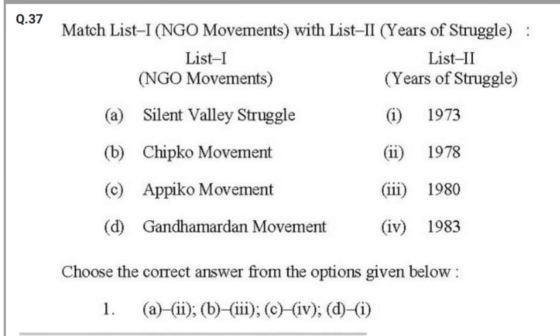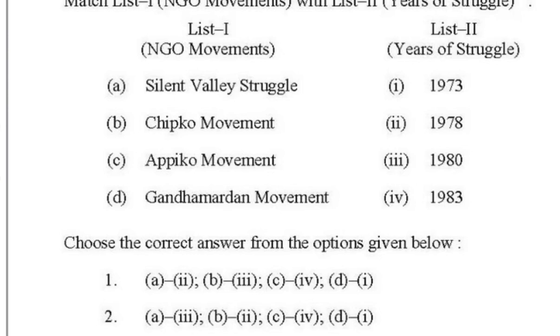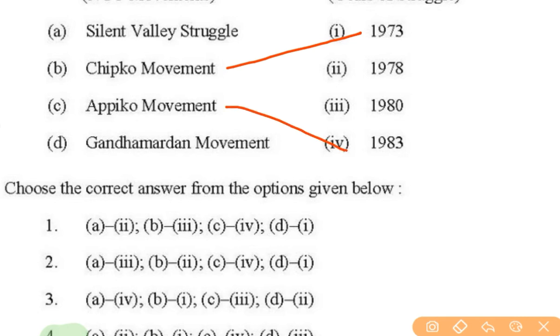The Silent Valley movement was in which year? It was in 1978. Then the Chipko movement was in 1973, the Appiko movement was in 1983, and the Gandhamardan movement was in 1980. This Gandhamardan movement was in Odisha.